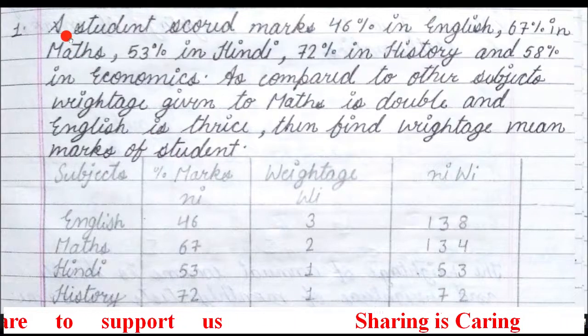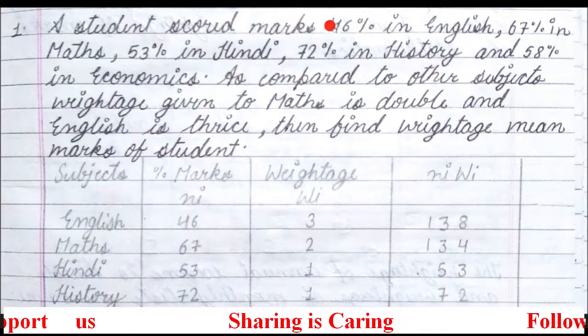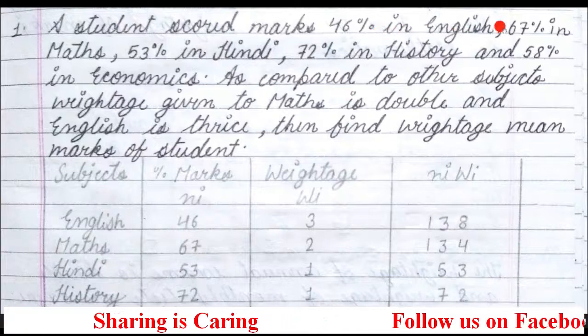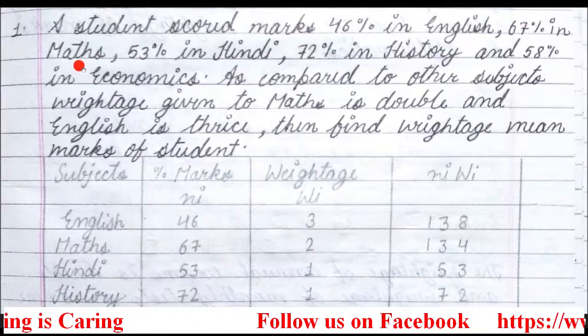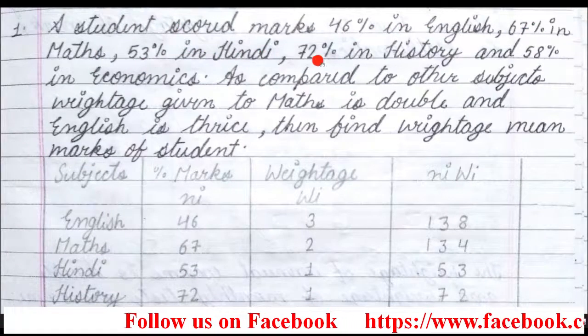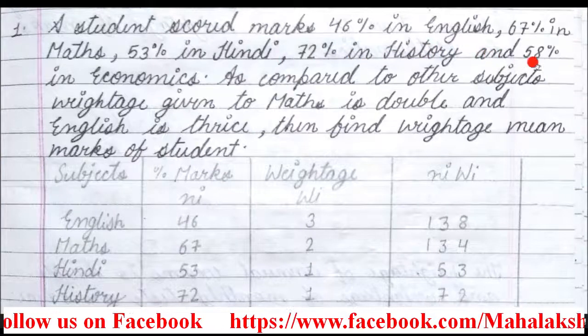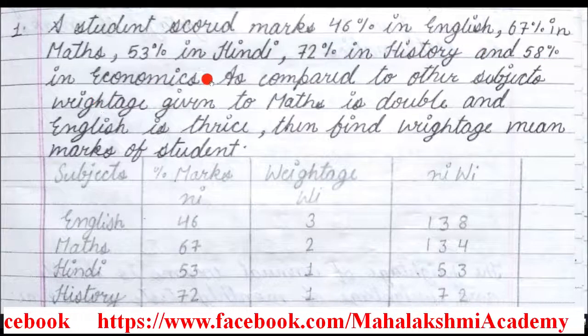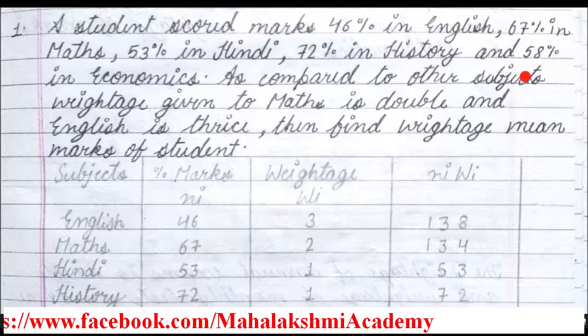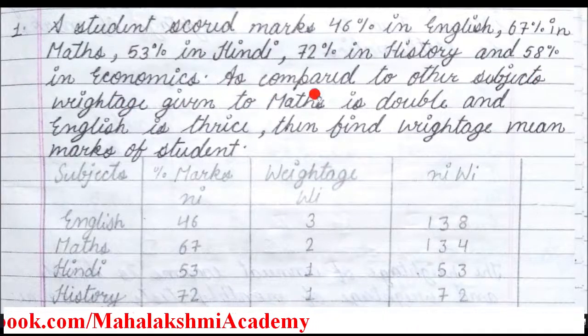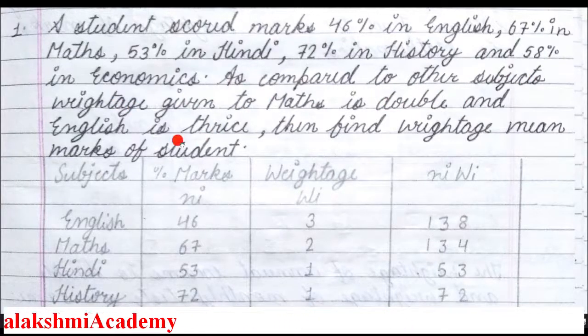As you can see, the question is: a student scored 46% in English, 67% in maths, 53% in Hindi, 72% in history and 58% in economics. As compared to other subjects, weightage given to maths is double and English is thrice. Then find the weighted mean marks of the student.